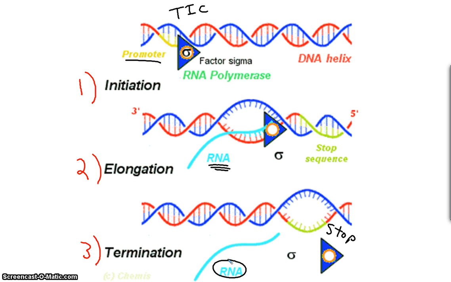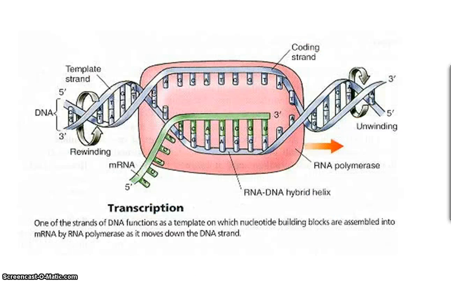So it's relatively straightforward compared to DNA replication. There's fewer steps, and we end up with a single strand of RNA. Now we call that our primary transcript.